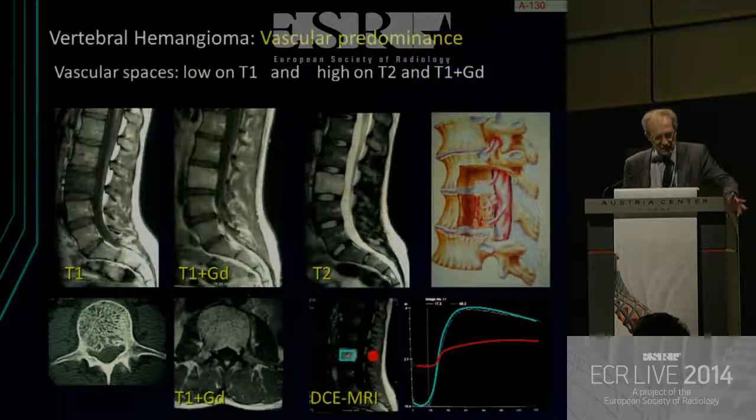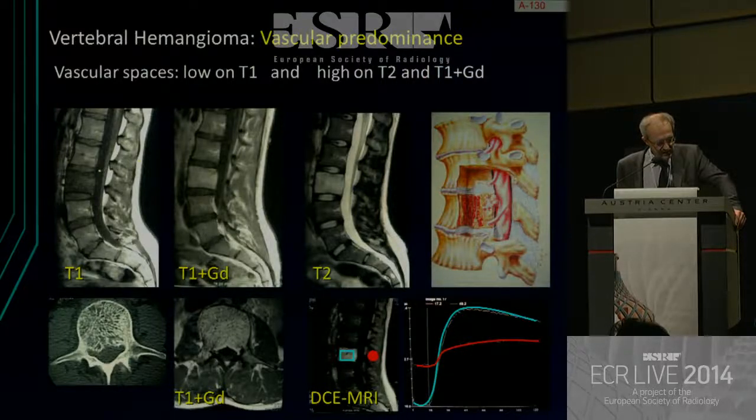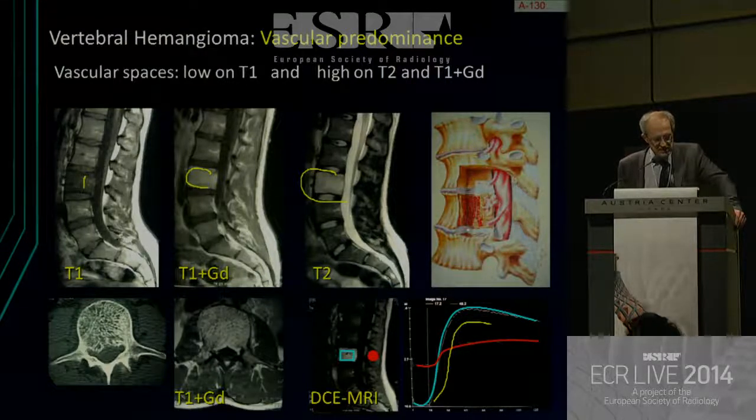There are two types. One with a vascular predominance, which is not so frequent, has a low signal intensity on T1. After gadolinium, it enhances, and it has a high signal intensity on T2. And on dynamic MRI, it has a high perfusion. So this is the hemangioma with vascular predominance.